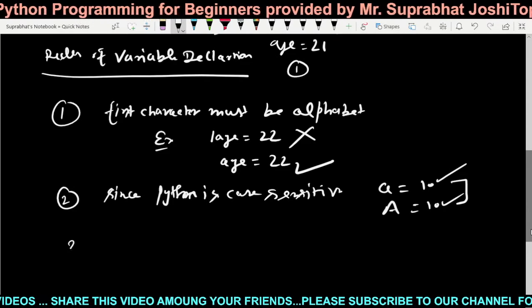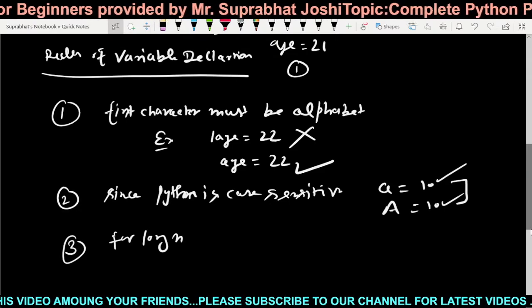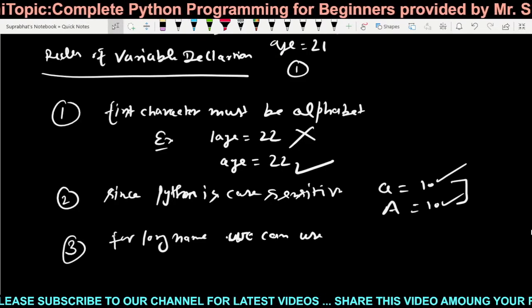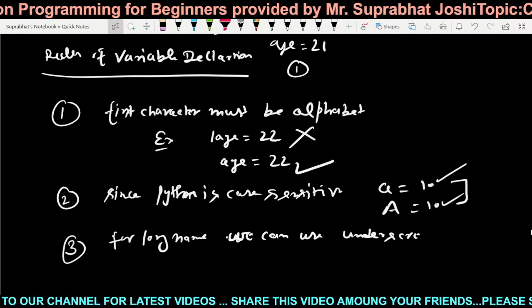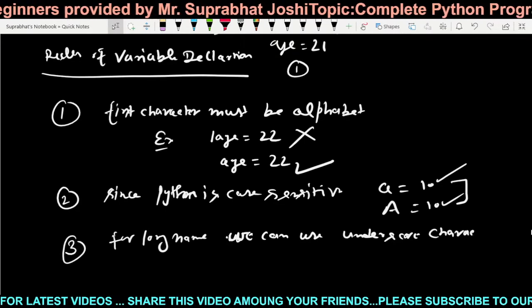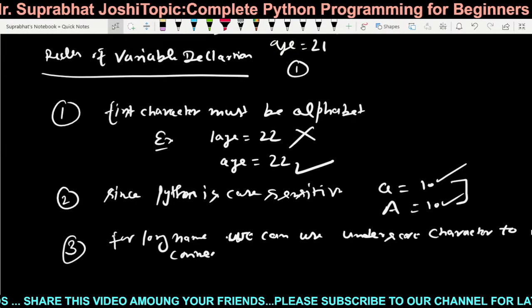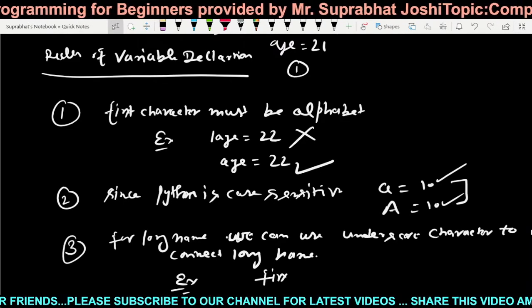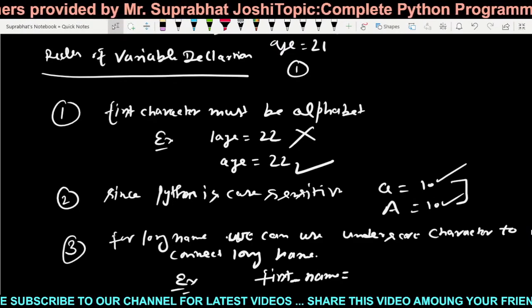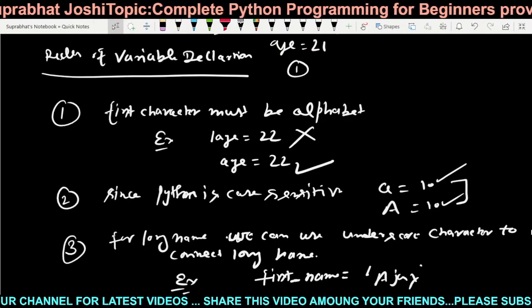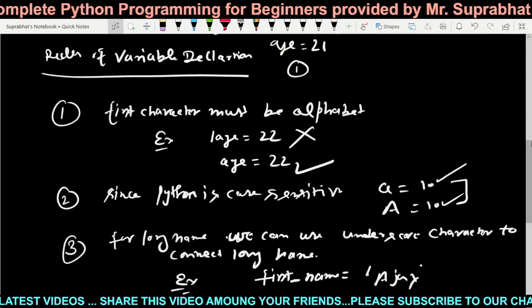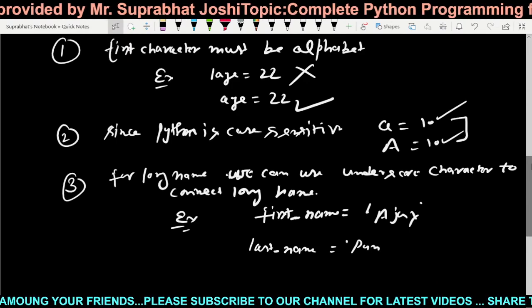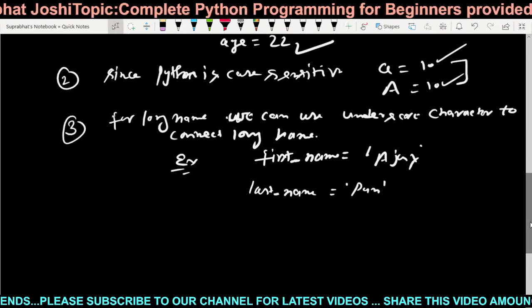And third, for a long name we can use the underscore character to connect a long name. For example, first underscore name equals to single quote Ajay. Similarly, we can use this like last underscore name Pant. So these are some rules for variable declaration.